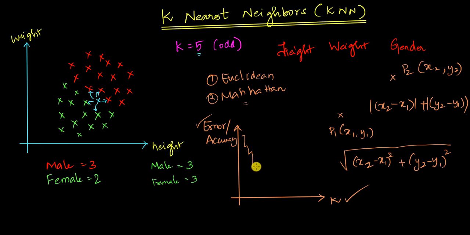Step by step, as the k value increases, the error rate decreases, and over a particular point it becomes constant, and after some time the error rate actually increases. So the optimal value of k lies in this range. Between these values, you can choose any one as the k value. We will also see how to implement this in the practical session.